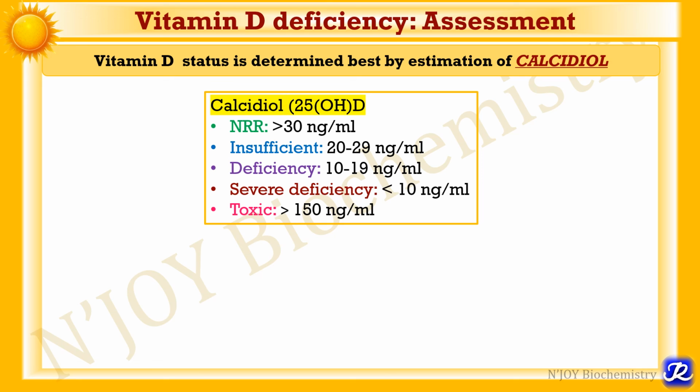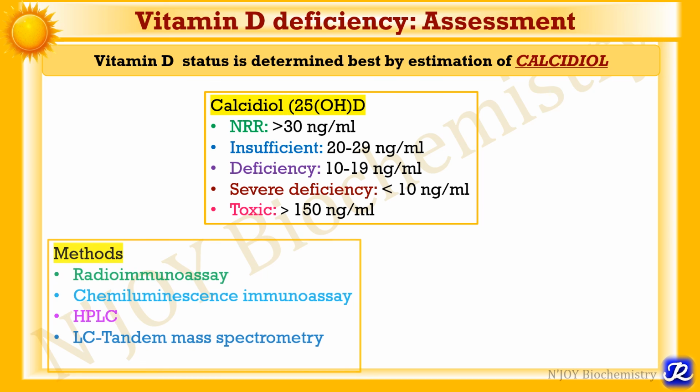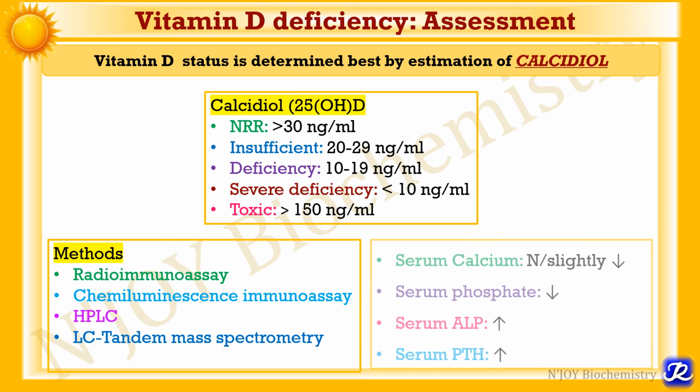If it is 20 to 29, it is considered as insufficient. 10 to 19 nanogram per ml indicates deficiency. If it is less than 10 nanogram per ml, it indicates severe deficiency, and more than 150 nanogram per ml shows the toxic levels. The various methods of estimation of vitamin D are radioimmunoassay, chemiluminescence immunoassay, HPLC and LC tandem mass spectrometry.